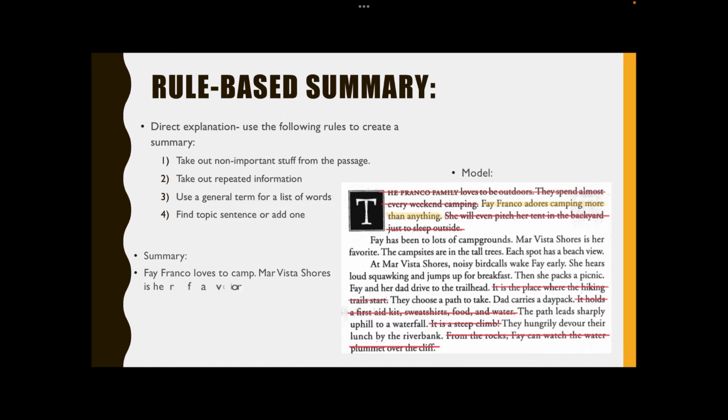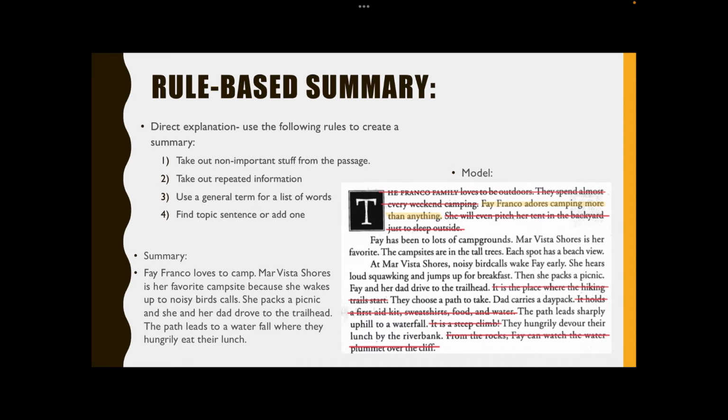This is my summary. It says, Faye Franco loves to camp. Mar Vista Shores is her favorite campsite because she wakes up to noisy bird calls. She packs a picnic, and she and her dad drove to the trailhead. The path leads to a waterfall where they hungrily eat their lunch.